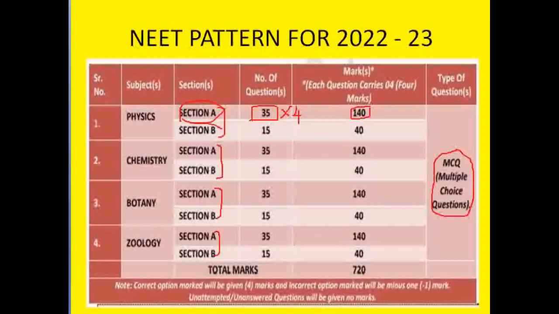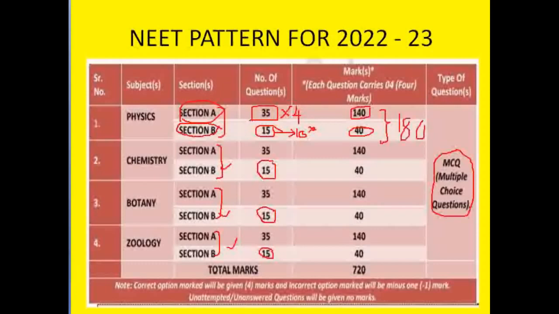But in section B of all the subjects, physics, chemistry, botany and zoology, there are 15 questions, and in these 15 you can answer any 10. That is, you have the choice for this. So 10 into 4, you will be getting 40 marks. So in physics itself, you will be getting 180 marks.